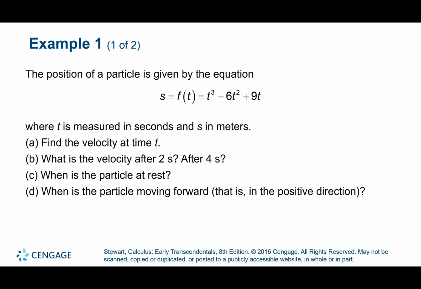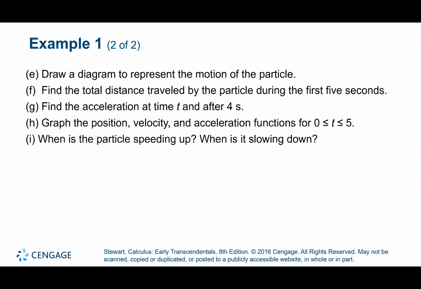So the nice thing about this, we've got a nice little polynomial, and we can do derivatives without too much trouble. We can get velocity, we can get acceleration. The more interesting part of this example is looking at C and D. It says when's the particle at rest, and then when's our particle moving forward, when's it moving backward? We can think about things like that.